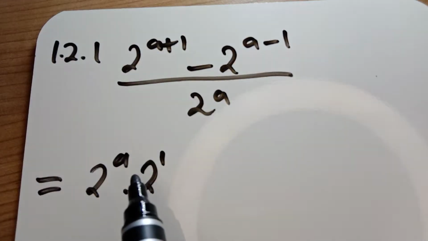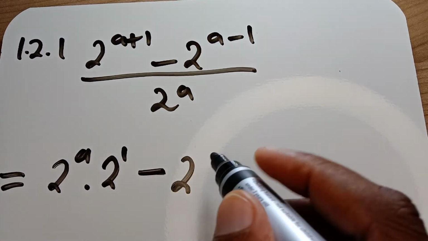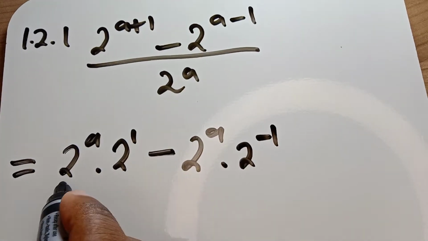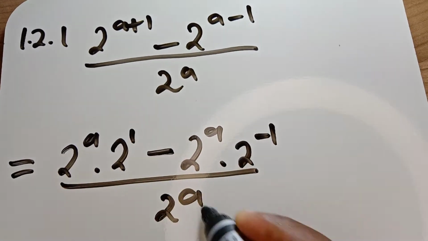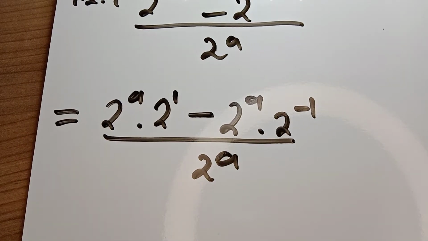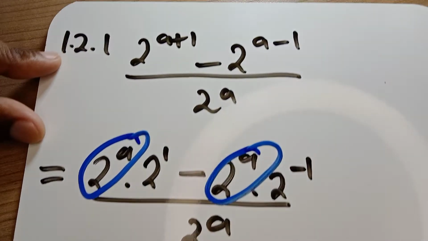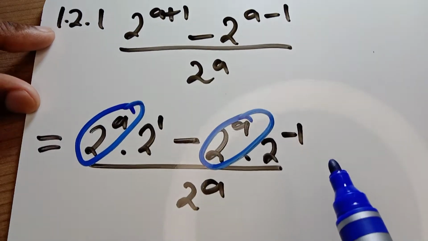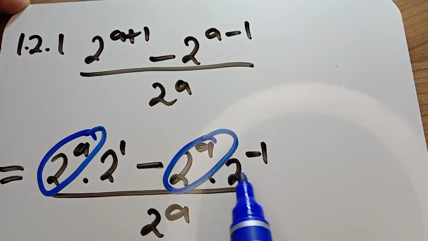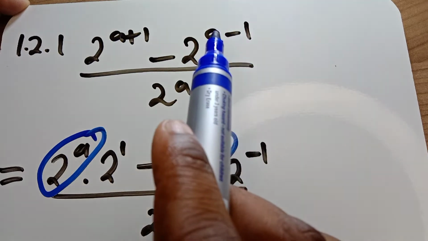Here we are reversing. Then you're going to do the same thing here. We're going to have 2 to the exponent a multiplying 2 to the exponent minus 1, then everything over 2 to the exponent a. When you check here, you are having a here, you are having a there. That's why we separated them like that. The same bases, you write one base, then you add the exponents, a plus negative 1, you're going to have a minus 1 like that.